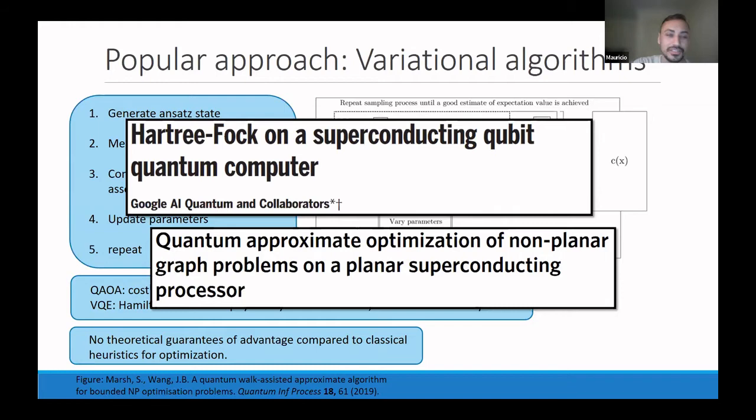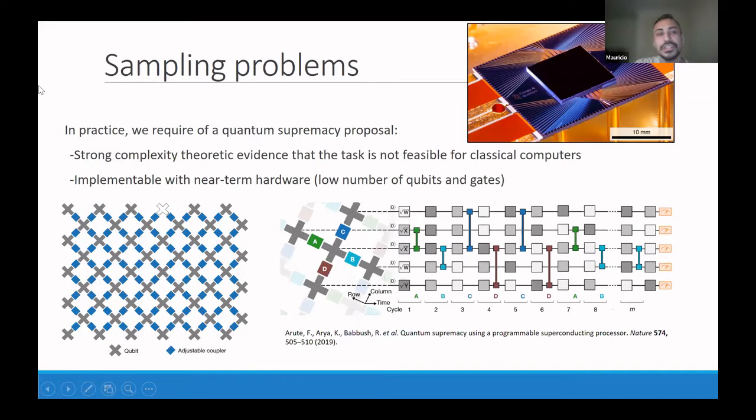But anyway, the problem is that we don't have the guarantees that we would like with these variational algorithms. And this is how we arrived at the idea of doing sampling problems.